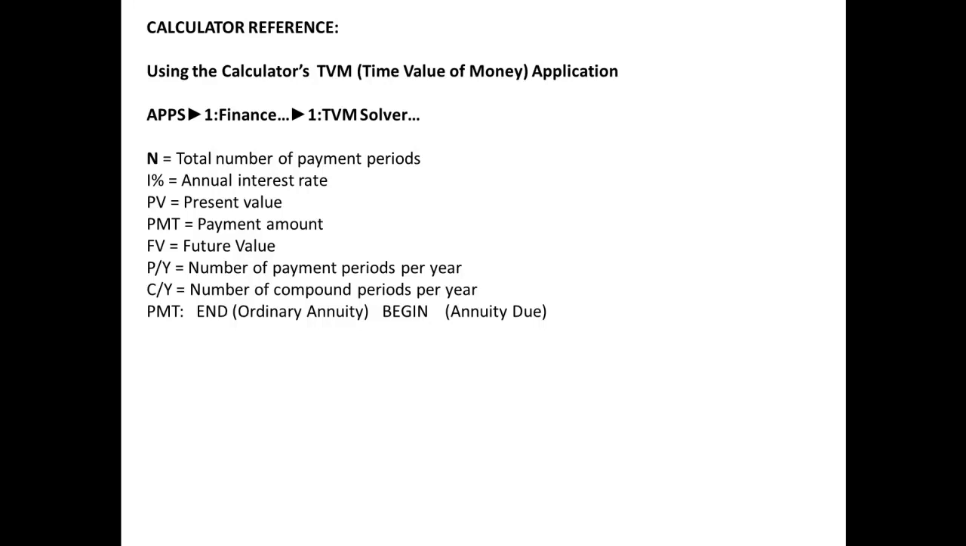Payment is the ongoing deposits or withdrawals that are occurring in each payment period throughout the problem. FV is the future value or the amount in the account at the end of the problem. P per Y is payment periods per year. C per Y is compound periods per year. And we also want to indicate if ongoing payments are occurring at the end or the beginning of each of the payment periods.